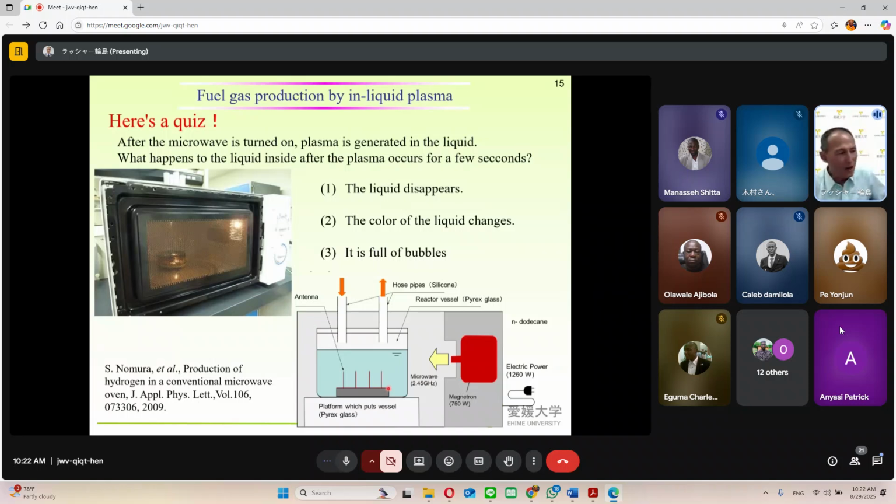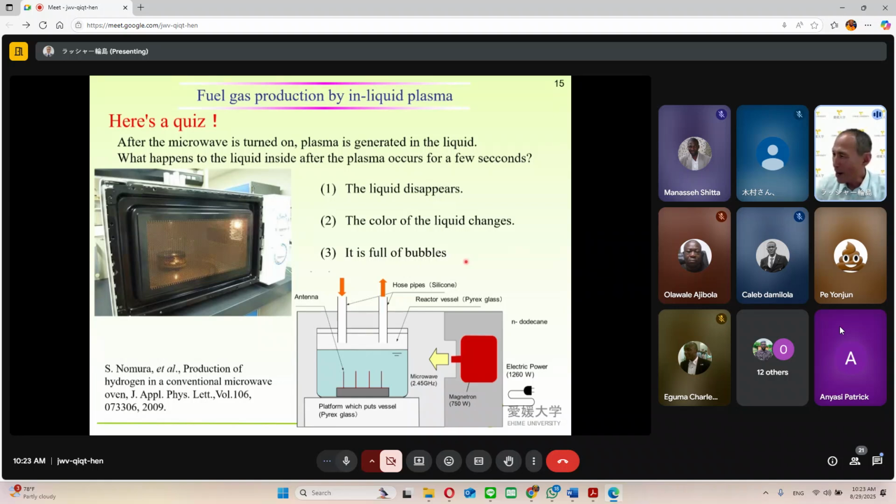So now here is the quiz. After generating plasma in a microwave oven, what happened to the liquid in the beaker? One, the liquid disappears. Two, the color of the liquid changes. Three, it is full of bubbles.